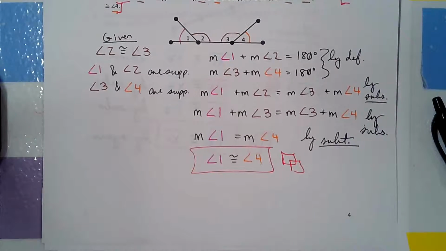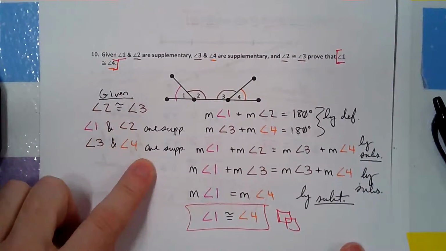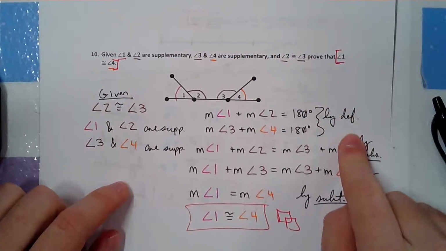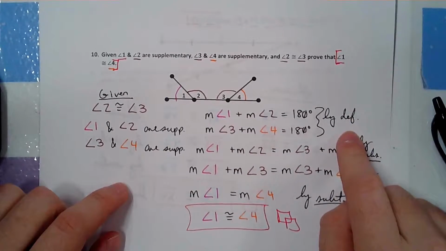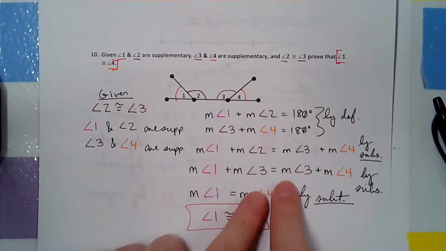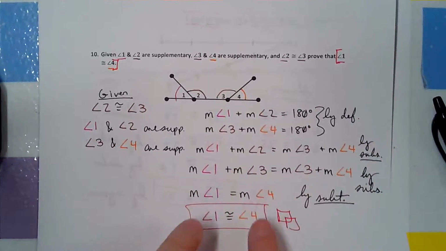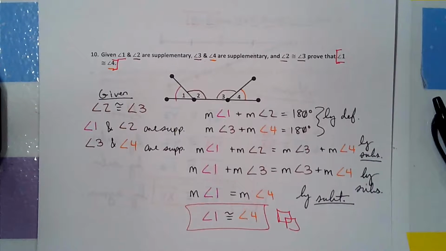How do you feel? Decent? Again, here's what we did. We know they're supplementary, so we wrote what that means by definition. Well, if that's what they are by definition, great, they equal 180, then they both equal each other. And if they both equal each other, we can set them up like that, and then switch out angle 2 for angle 3, subtract them, and we win. It's not as bad as you remember, right? It's better.